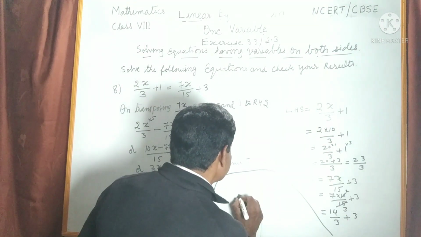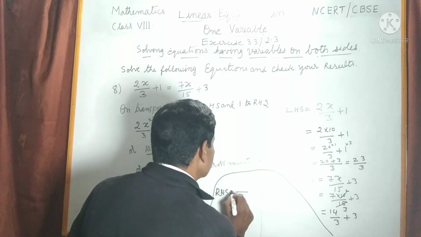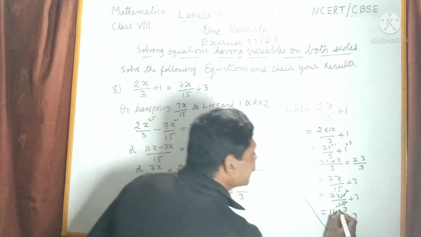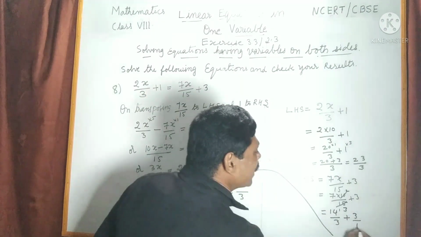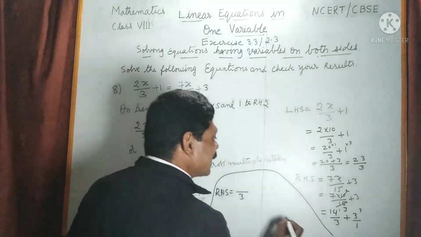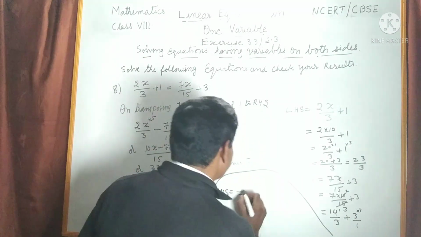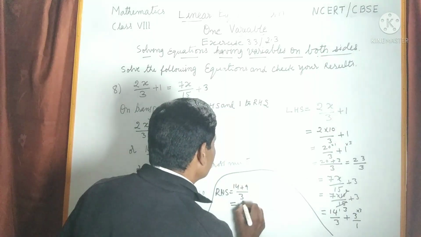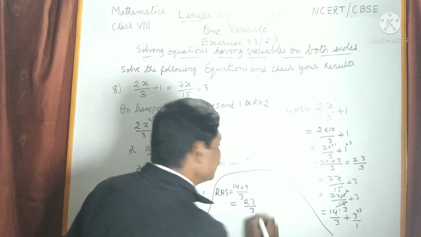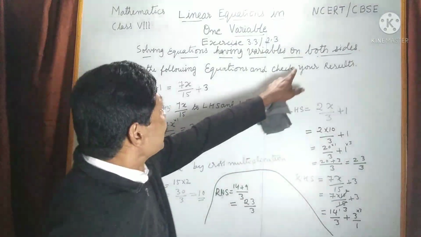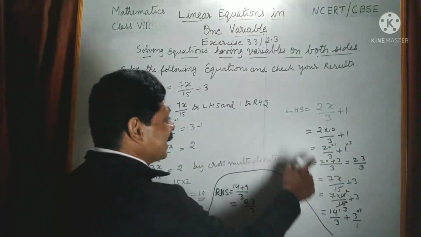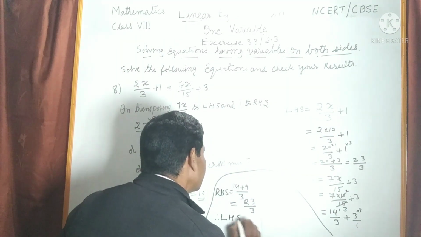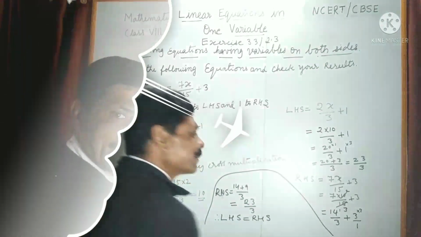Let us take 3 as LCM. 3 times 1 is 3, and let us take this as 3 by 1, 1 times 3 is 3. So that 14 plus 9. This is equal to 23 by 3. Now that here it is given, check your results. LHS is 23 by 3 and RHS is also 23 by 3. Therefore, LHS is equal to RHS.